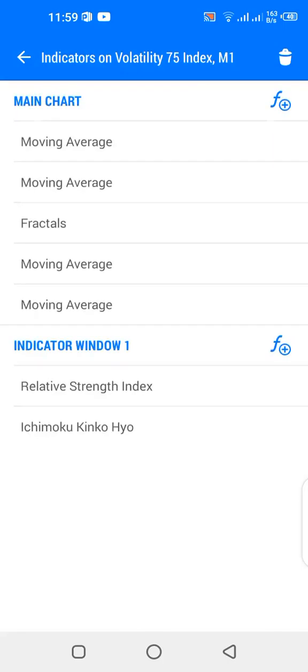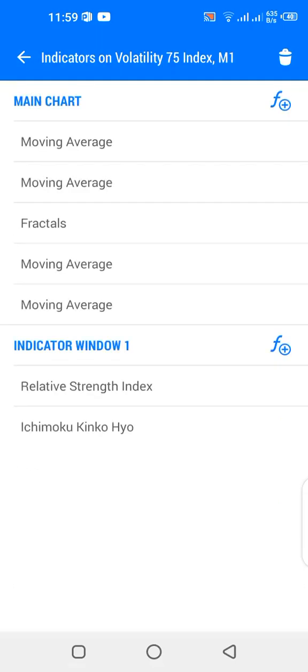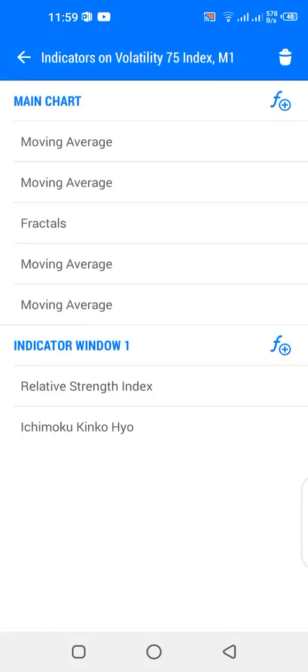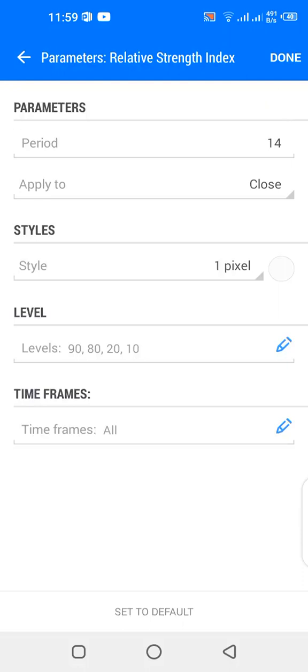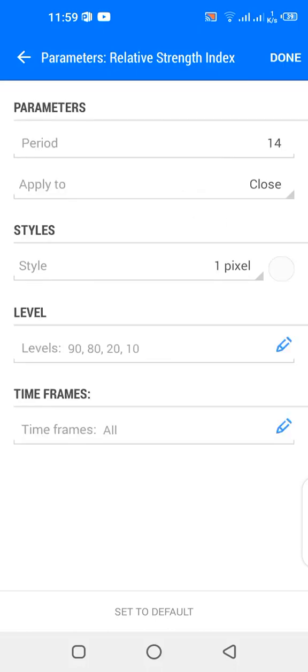Color is purple. We have another moving average. Period is 5. Shift is 0. Method is linear weight. Apply to close. Color is red. And then the last moving average on the main chart, we have period to be 15. Shift is 0. Method is simple. Apply to close. Color is black. Now for indicator window 1, the relative strength index, okay, the period is 14. Apply to close. No color. Okay, the levels we have 90, 80, 20, 10. Color is black. Okay, that's for the RSI.